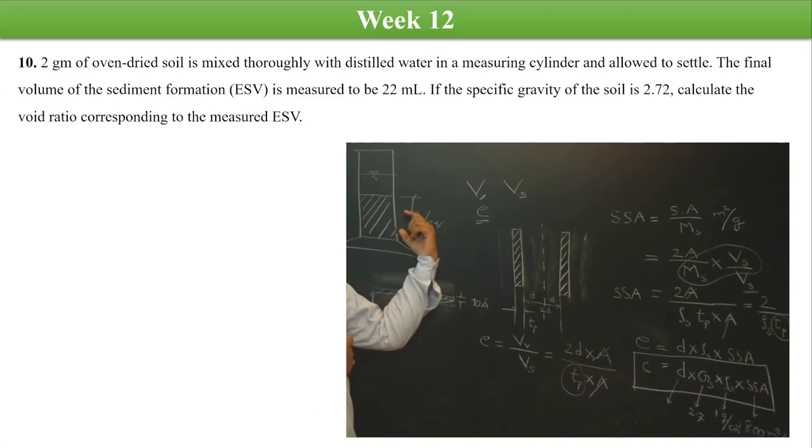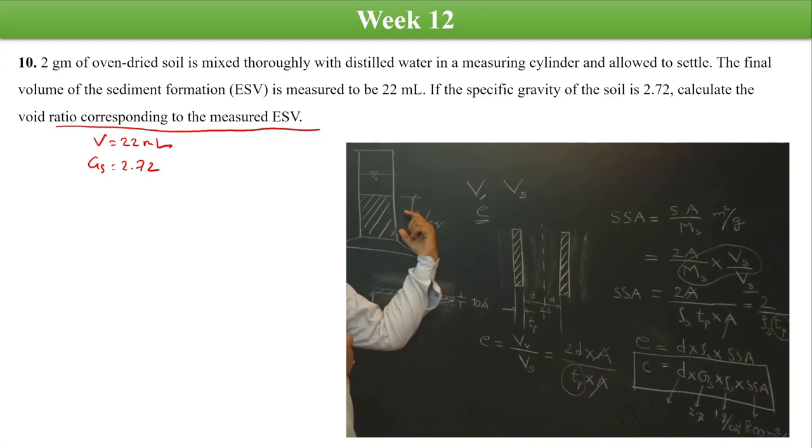And we have the last question for this week of assignment. The last question says the 2 grams of the oven dry soil is mixed thoroughly with distilled water in a measuring cylinder and allowed to settle. The final volume of the sediment formation is measured as 22 ml. If the specific gravity of the soil is 2.72, we need to calculate the void ratio corresponding to the measured sediment formation.